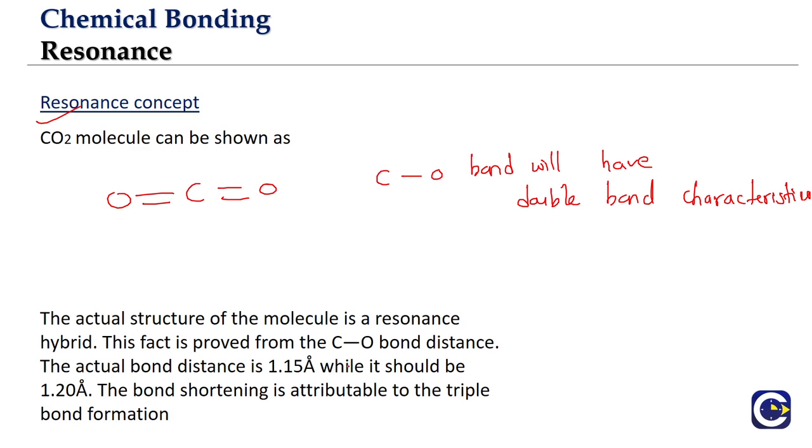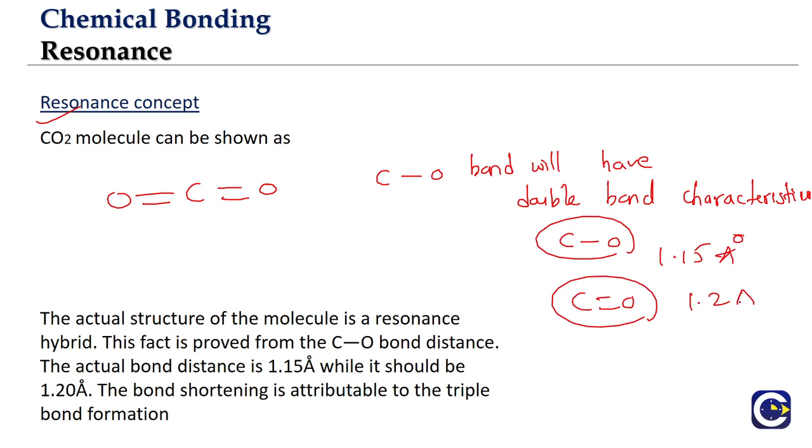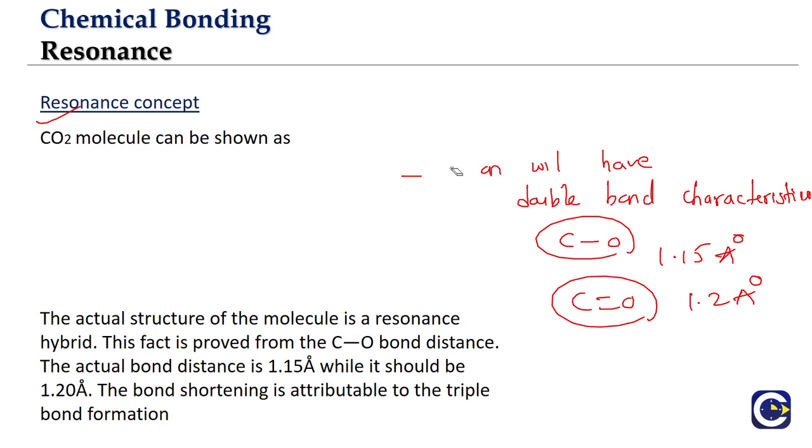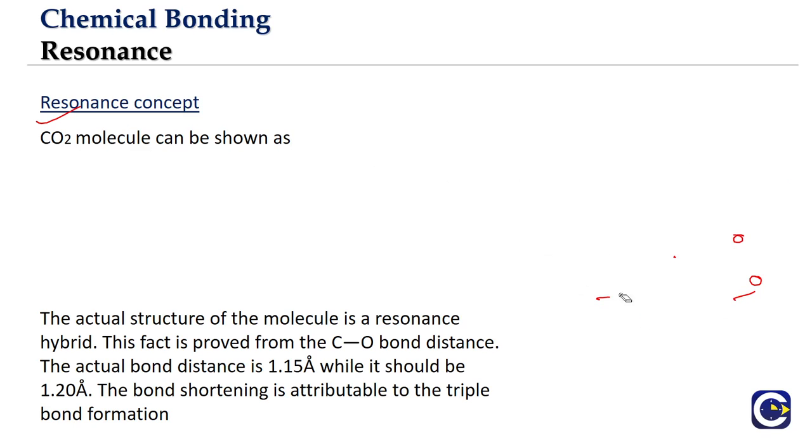Okay, the experimental observation is that the carbon oxygen bond length is found to be 1.15 angstroms, whereas in the carbon oxygen double bond, right, the bond length will be 1.2 angstroms. Means in CO2 the carbon oxygen bond length is found to be lesser than the carbon oxygen double bond length, and this can be only explained by using the concept of resonance hybrid. So how we will get the resonance hybrid existence in the case of CO2, that is what we are going to find.